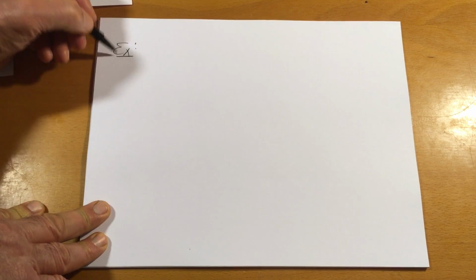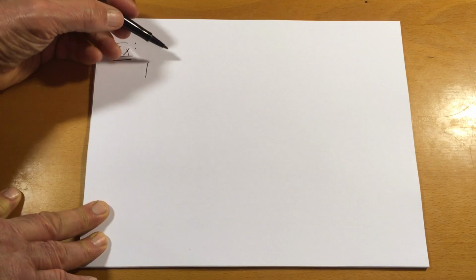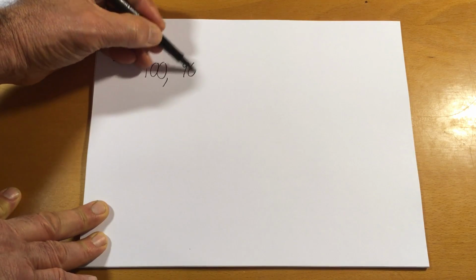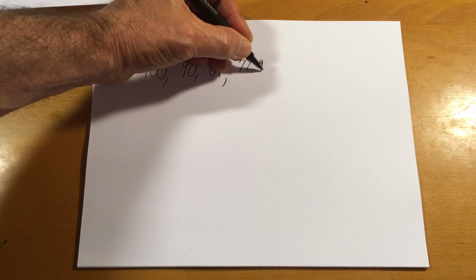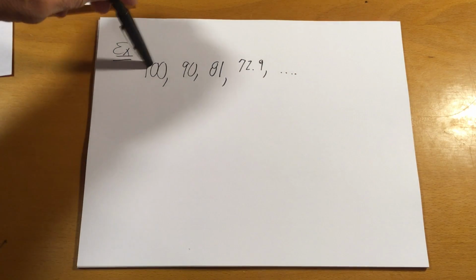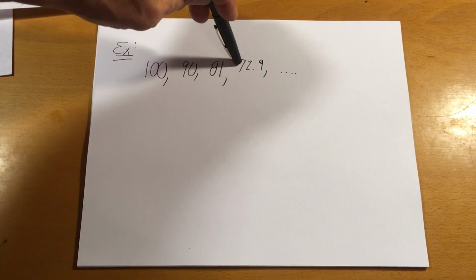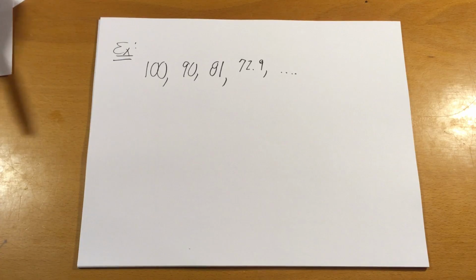Sometimes geometric is a little more complicated. So let's look at another example. Let's look at one that goes 100, 90, 81, 72.9, etc. Now, from just looking at it, this is not obviously arithmetic or geometric. We can look at it and say, well, this is minus 10, and that's minus 9, and that's minus about, not quite 8. So it's clearly not arithmetic. So to find out if it's geometric, it's not obvious.